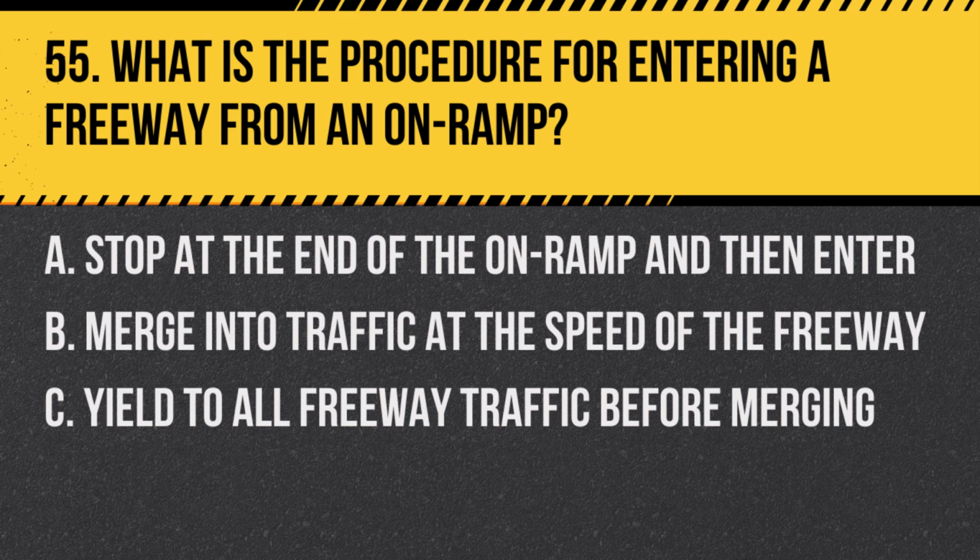Question 55. What is the procedure for entering a freeway from an on-ramp? A. Stop at the end of the on-ramp and then enter. B. Merge into traffic at the speed of the freeway. C. Yield to all freeway traffic before merging. Answer: B. Merge into traffic at the speed of the freeway. Adjust your speed to safely merge with freeway traffic.